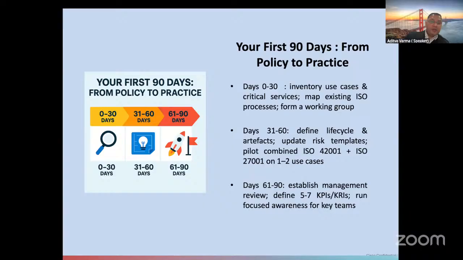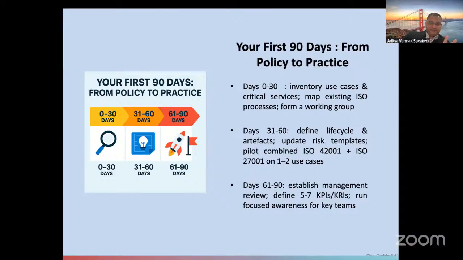Select one or two pilot use cases. This would actually depend upon the capacity of your company and, in all fairness, your AI enablement roadmap in your organization. And continuously apply a combination of ISO 42001 and ISO 27001 approach to them. We discussed this initially, right? I told you 42001 and 27001 go hand in hand.